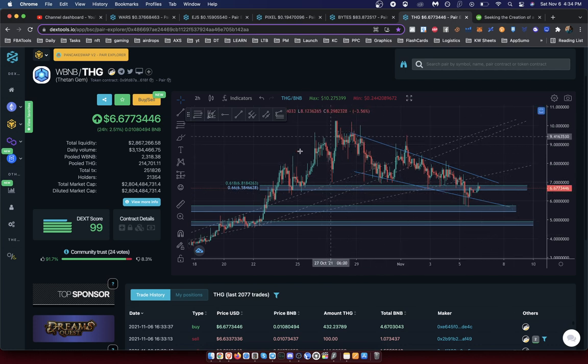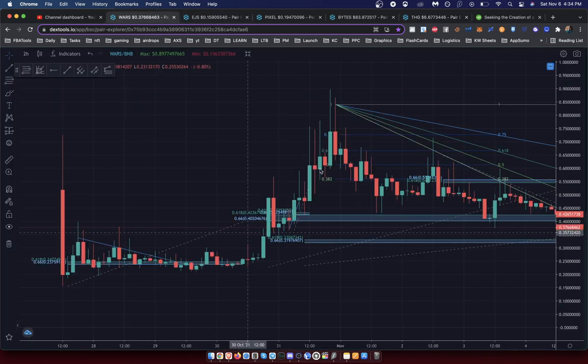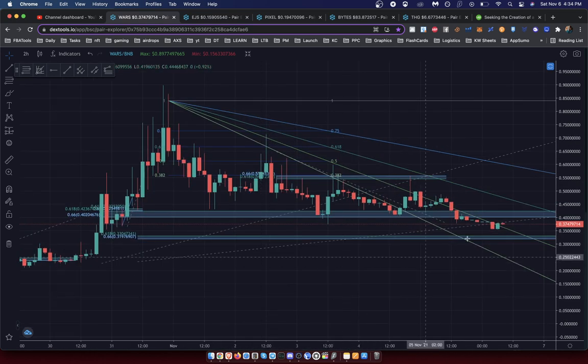Please don't be buying the tops. Once this type of pump happens, you just don't want to touch it. You really don't. Something like this, if you didn't buy here and you weren't ballsy enough to buy here, you should not be touching this pump, period. You should be buying way down here right now.